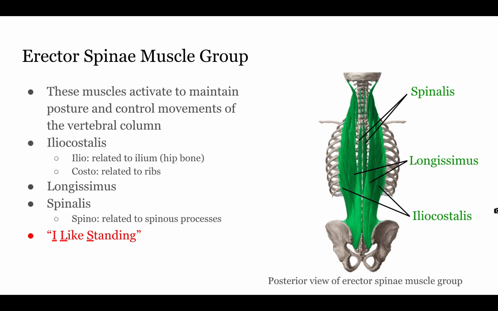An easy way to remember the three erector spinae muscles is with the saying, I like standing. The first letter of each word in this sentence represents one of the muscles in the erector spinae muscle group, I representing iliocostalis, L representing longissimus, and S representing spinalis.